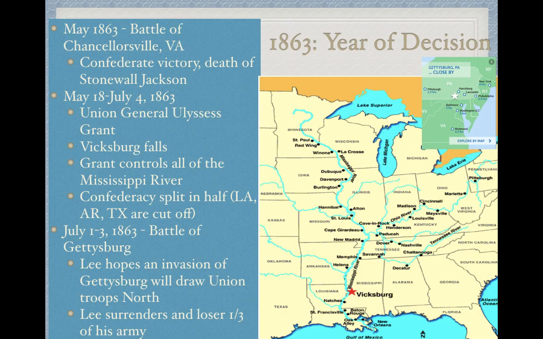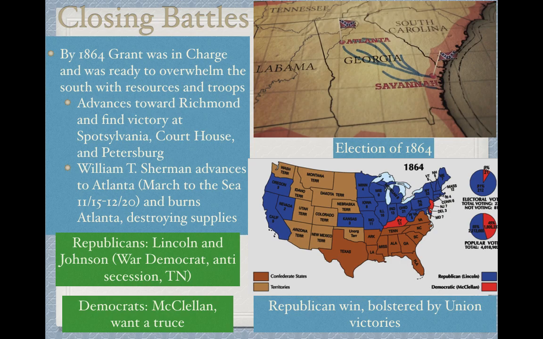More battles. 1863 is known as the Year of Decision. So this is the turning point year. This is when Vicksburg falls. This is when the Confederacy is split in half, where Louisiana, Arkansas, and Texas are cut off. The Battle of Gettysburg happens in 1863. The closing battles of the Civil War are 1864.